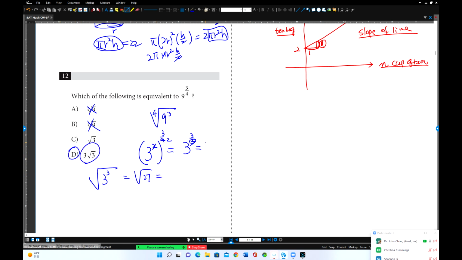Or you can separate this one: 3 times 3 to the 1/2. Because 3 is what? A perfect square number. So that is what? 3 root 3. You can get the 3 root 3 directly, okay? This is 3. 3 to the half is what? Square root 3.